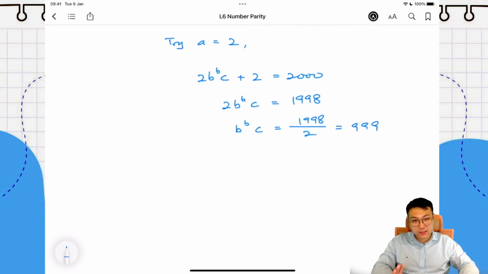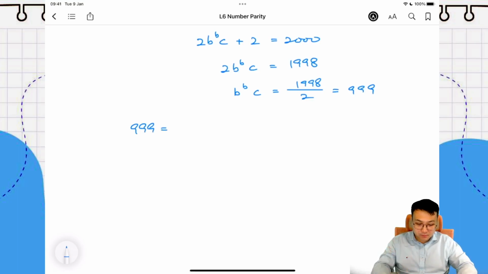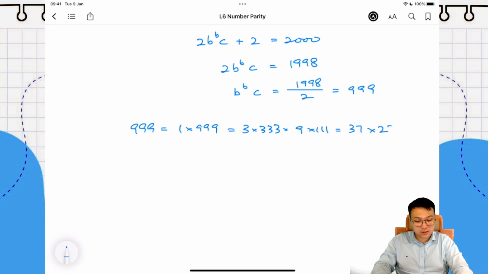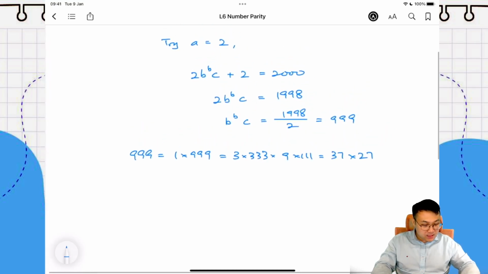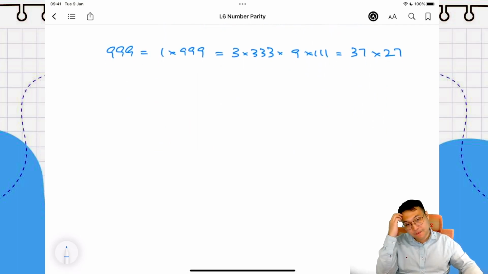Now there are a few scenarios. There are a few ways to get 999. 999 could be derived from 1 times 999, or it could be 3 times 333. It could be 9 times 111. Could be 37 times 27. Look at all these, Peter. Which one do you think is most likely? Remember, B and C are prime numbers. Which one do you think is most likely, the one that we're going to use?